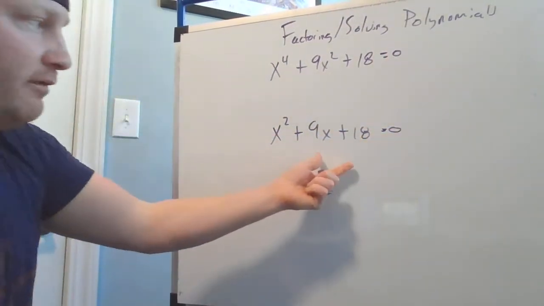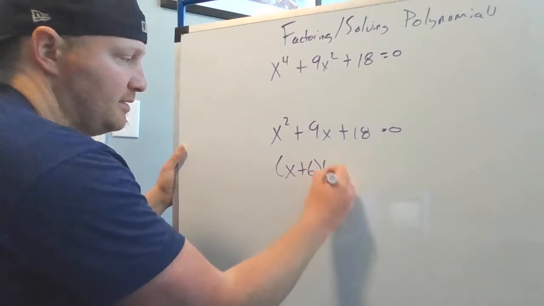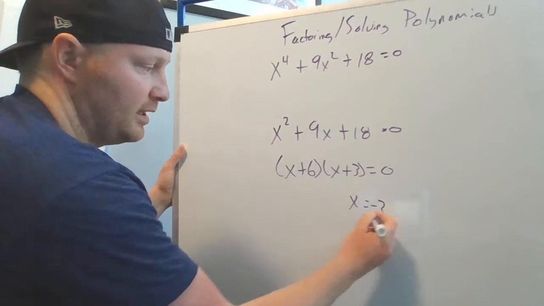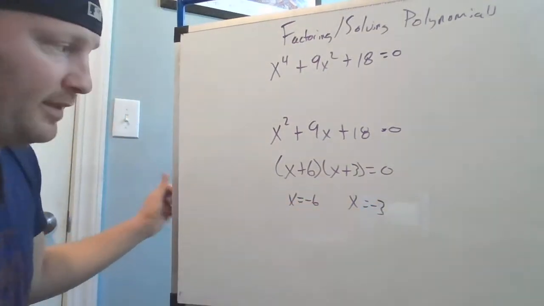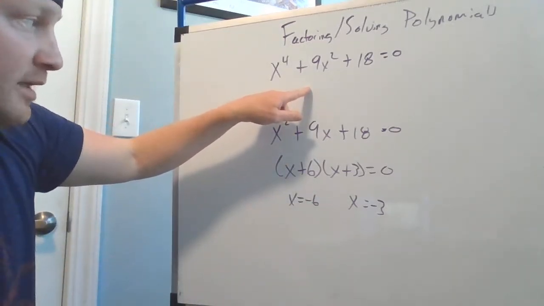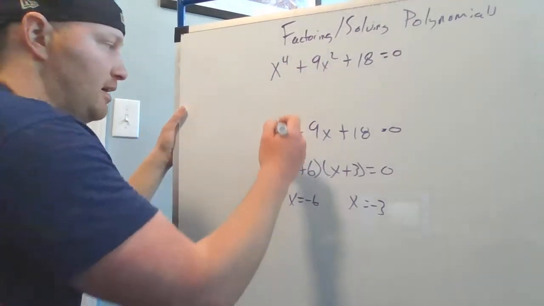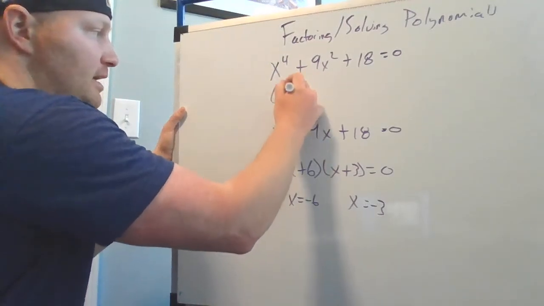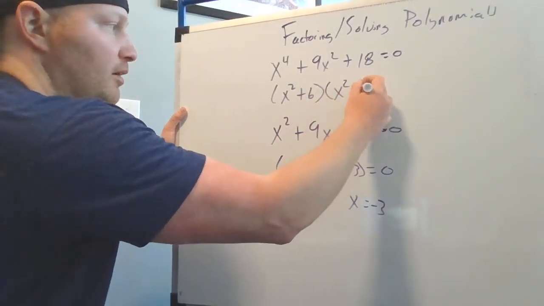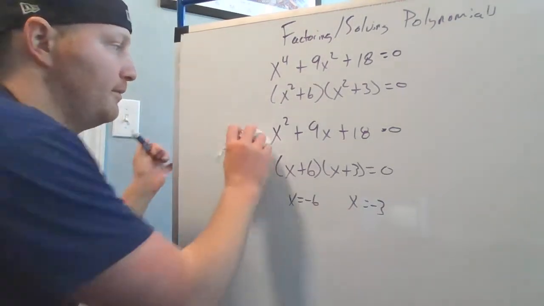Now, how would you solve this? Well, what multiplies to 18 that adds to 9? Well, that's pretty simple. x plus 6 times x plus 3 equals 0. So now I know my answers are x equals negative 3 and x equals negative 6. Okay? Simple as that. Done. Well, this is really no different because these are both even powers, and this is going to be really easy to break up. So now I know that I can factor this as x squared plus 6 times x squared plus 3 equals 0. See that?